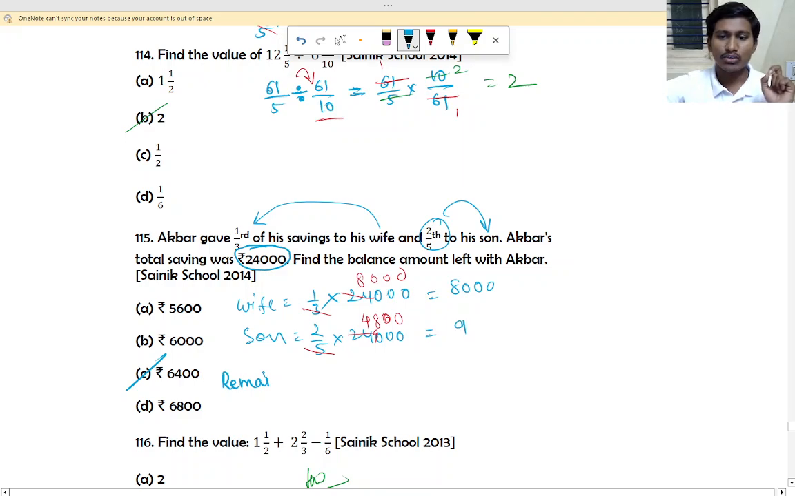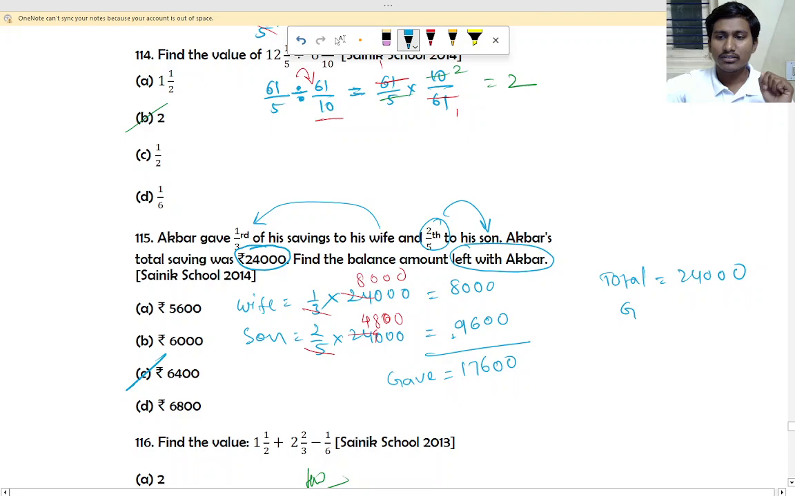9600. So total he gave how much? If you add, he gave 17600. Now they are asking the amount left with Akbar. So remaining will be how much? He had a total of 24,000, right? He gave 17,600. So if you minus it, he will be left with how much?